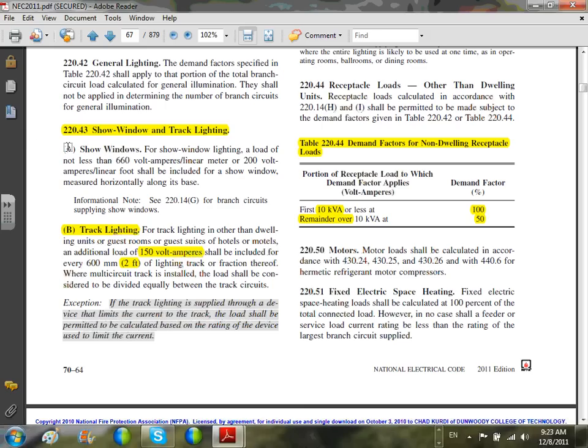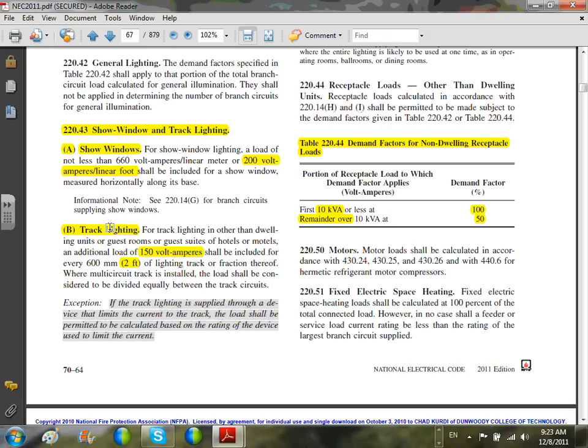For show windows, right underneath it, the same thing, guys. We don't do meters, so we're going to use linear foot. If it's a show window, you're going to have 200 volt-amps for every linear foot. You have a window showing your products, like manufacturing, with all these lights. You measure them linearly and multiply by 200. These are lighting loads, also. Show windows and track lights are lighting loads. You can have a track light in a window and it becomes a show window, as long as you use it to show products.